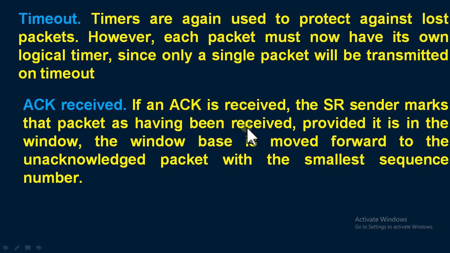ACK received. If an ACK is received by the sender, the SR sender marks that packet as having been received by the receiver, provided it is in the window. Then the window base is moved forward to the unacknowledged packet with the smallest sequence number.